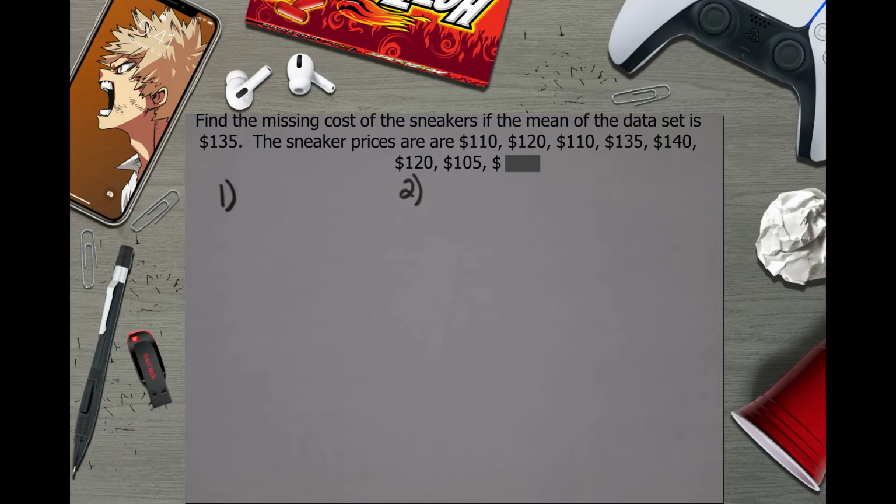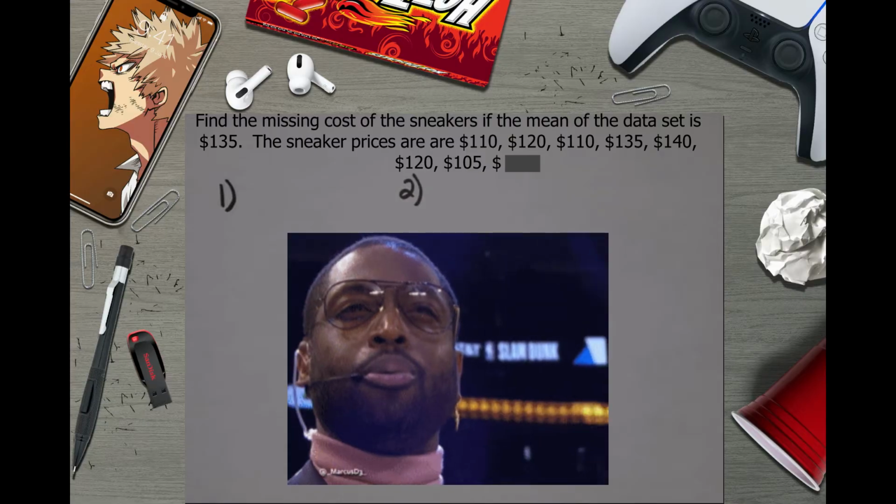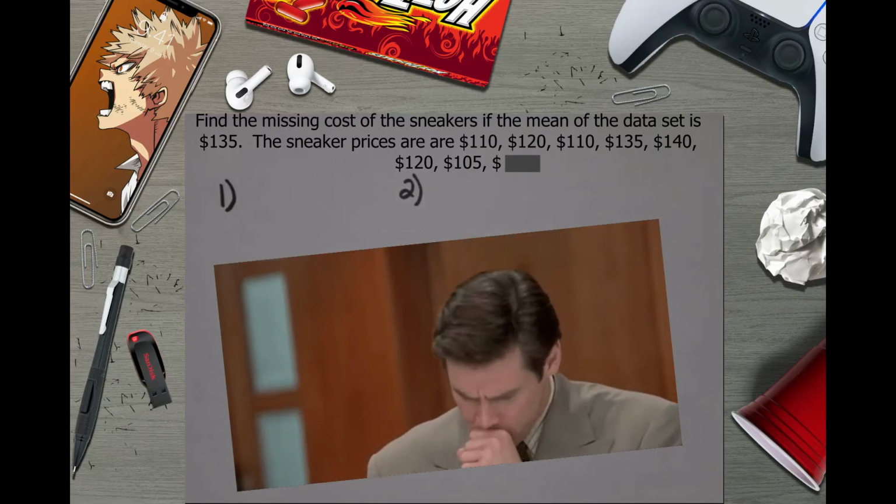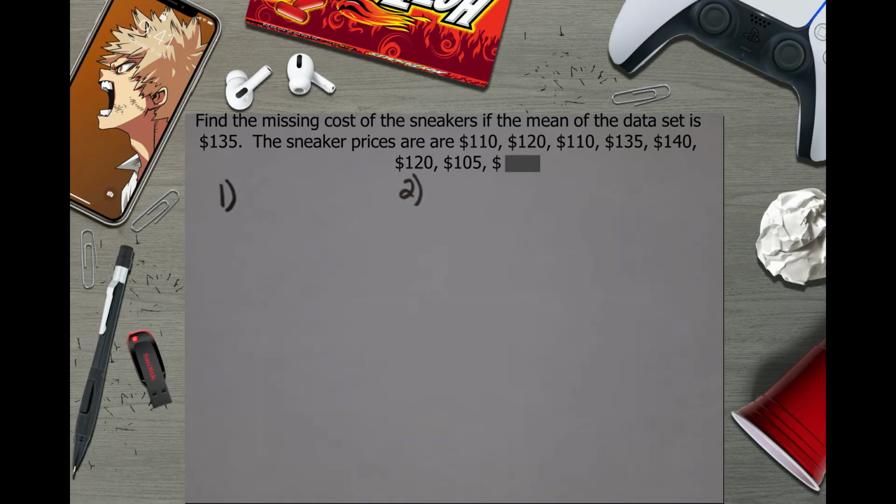Here to show you how to find a missing data point when they've given you the mean and all the other data points in your set. Probably like, what are you even talking about, bro? What I'm talking about is, well, let me just read the question. Find the missing cost of the sneakers if the mean of the data set is $135. As you can see, I kind of break this down into just 2 steps. So let's go ahead and get into it.